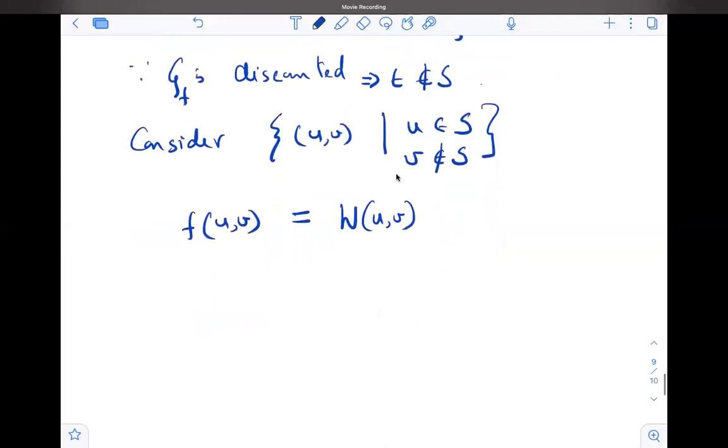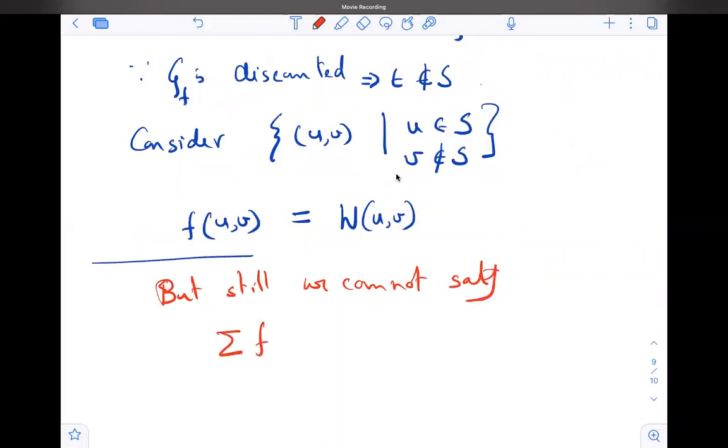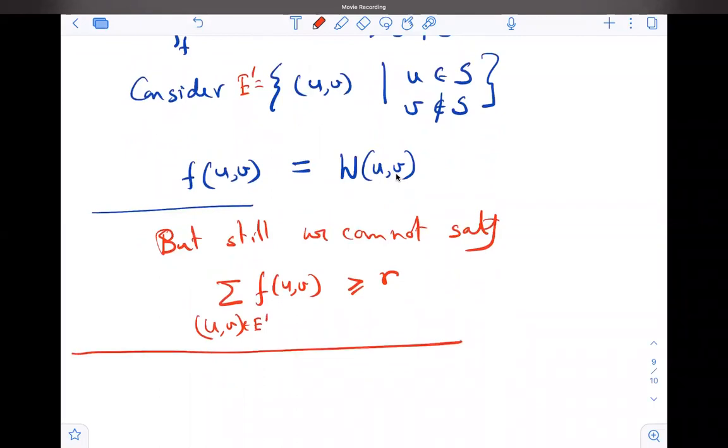By the way, this is a comment, I should write it. So this is the case, but we still cannot say that the summation of F of U V is greater than or equal to R. Why? Let's call this one E prime. We cannot say. The min cut was R, right?